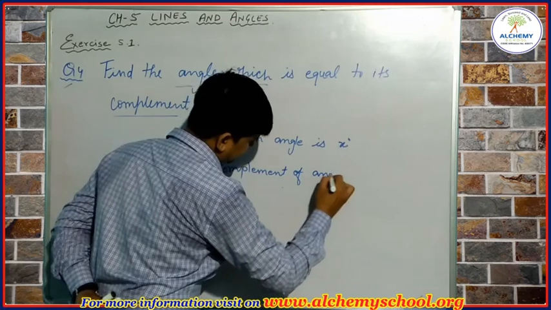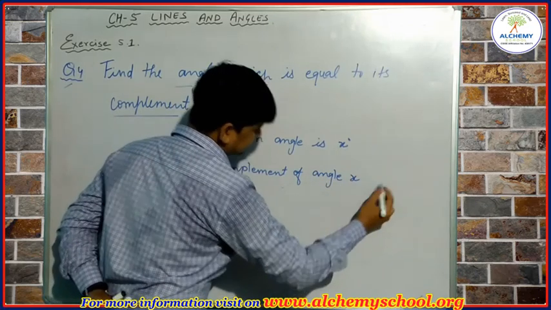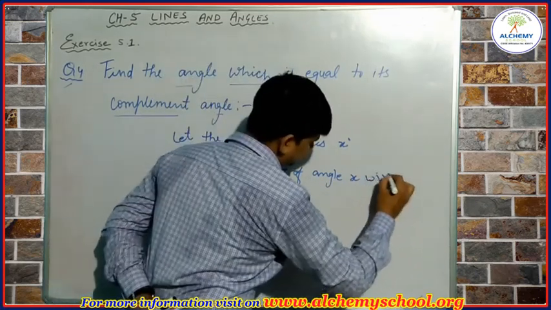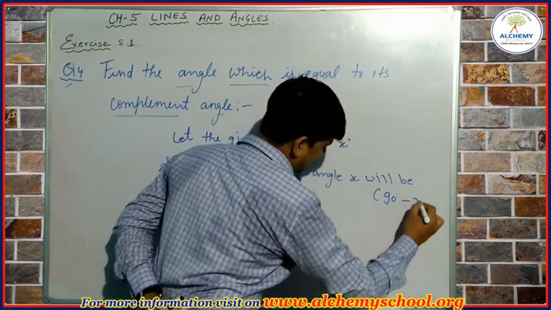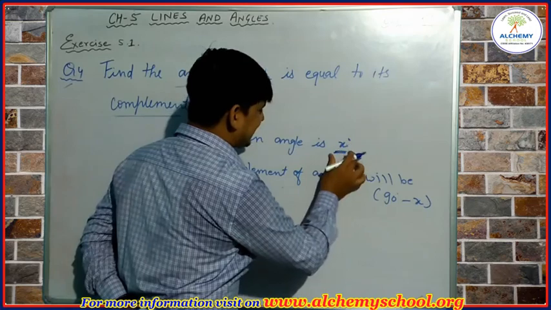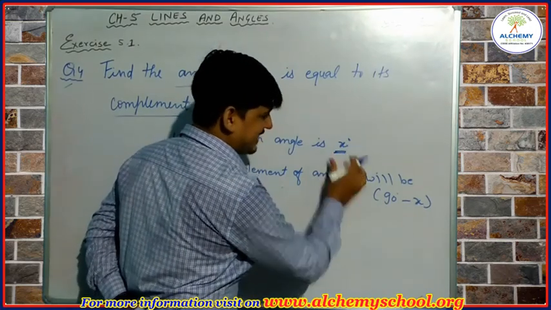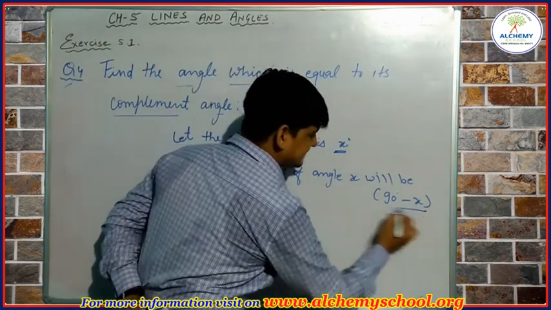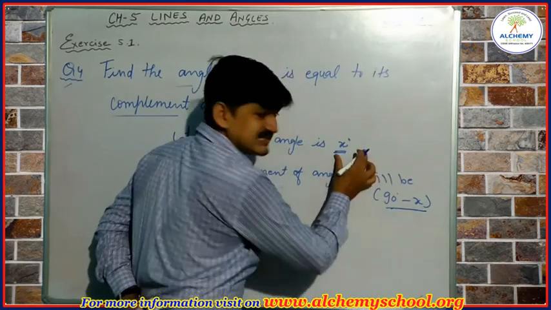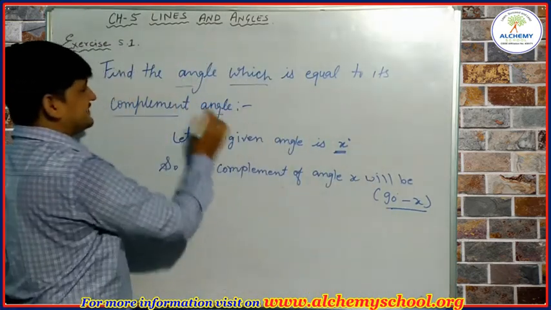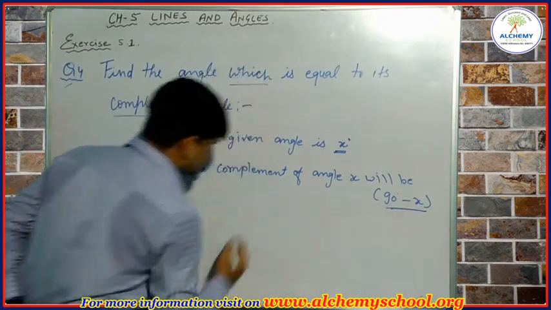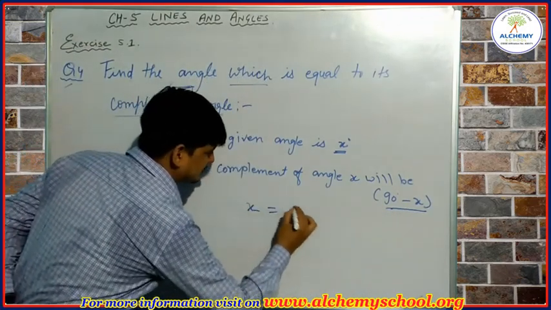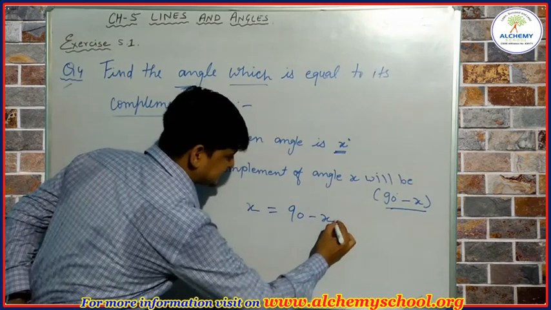So the complement of angle x will be 90 degree minus x. So this is angle x, that is the given angle, and 90 minus x is the complement of this given angle, and in this case it is given that the angle is equal to its complement angle. Okay, so we can write here x is equal to 90 minus x.